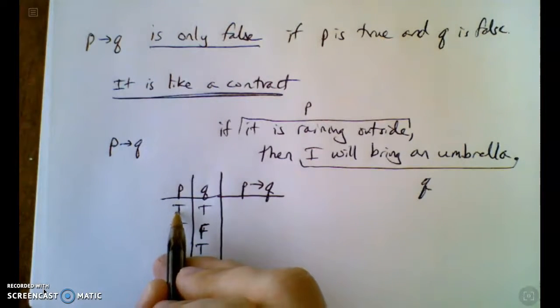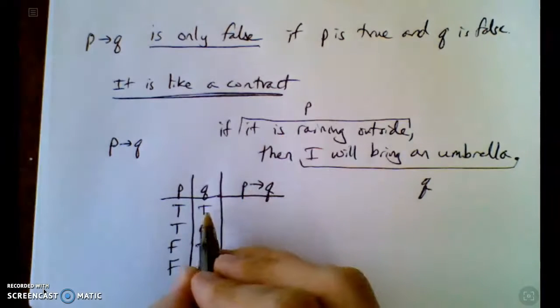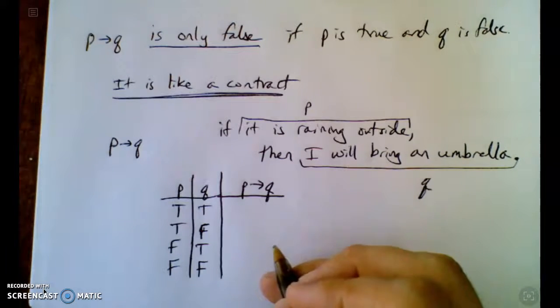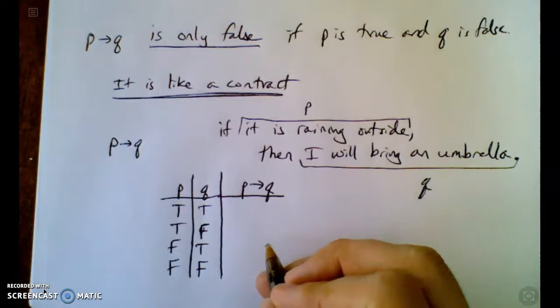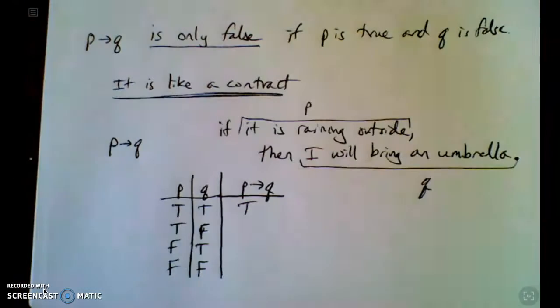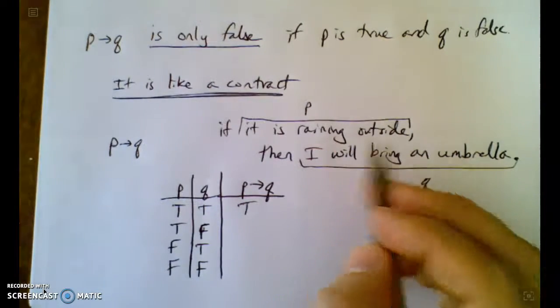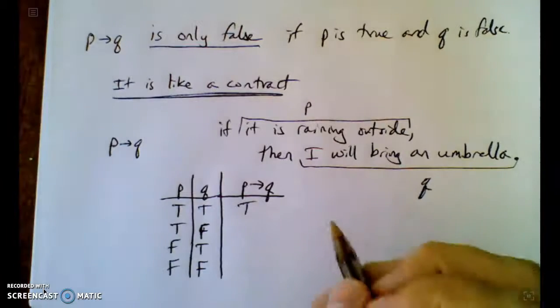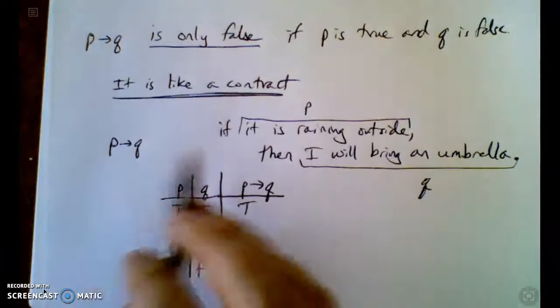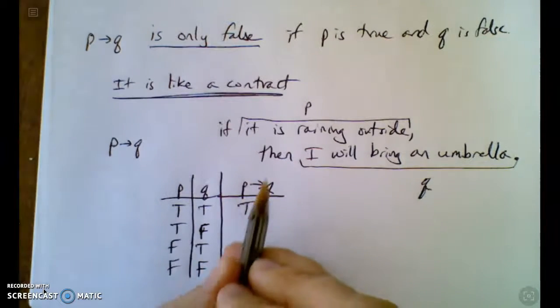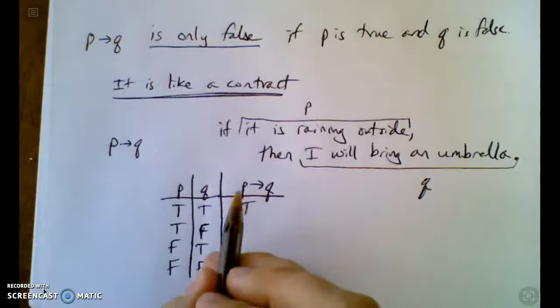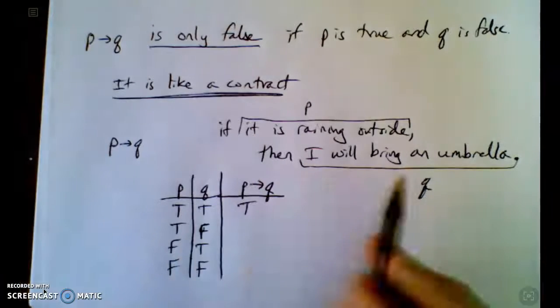Let's imagine that the first part was true. It is raining outside. And the second part is true. I brought an umbrella. How's the contract doing? Contract is true. My if-then statement is true. You wouldn't call me a liar, right? Basically, that's what breaks it. Think of this as, am I a liar or not? Is my statement true or not? If it's raining outside, I'll bring an umbrella.